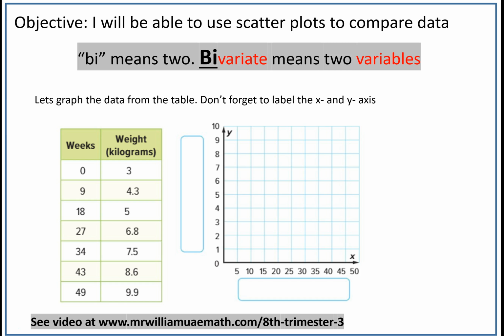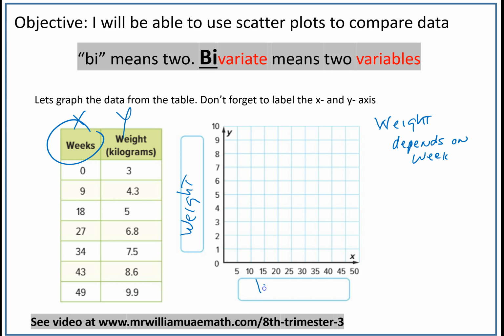All right, so let's graph the data from the table. Don't forget to label the x and y axis. So weeks is our x and weight is our y. Why? Because I know that over time, your weeks change, your weight changes. So weight depends on weeks. So we're going to put weight here, and we're going to put weeks here.